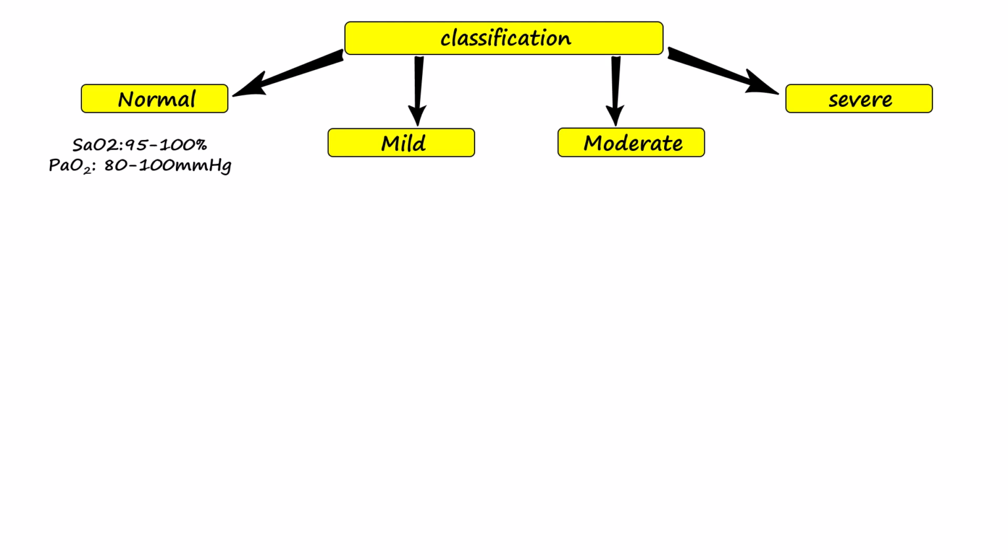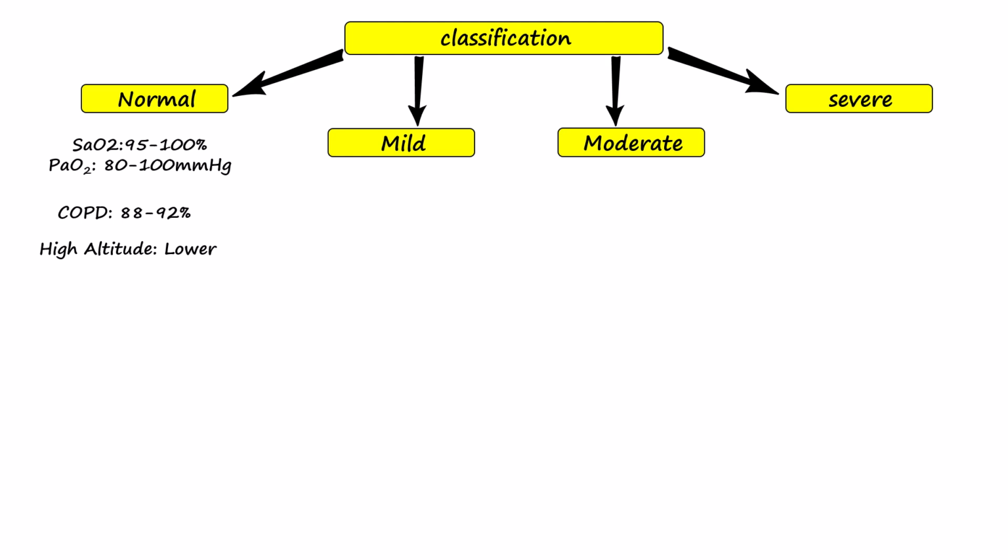COPD patients have a lower SaO2 target of 88 to 92% because their respiratory drive relies on hypoxemia. So maintaining a higher target for COPD patients can blunt the ventilatory response to hypoxia. SaO2 will also be lower at higher altitude due to lower atmospheric oxygen content.